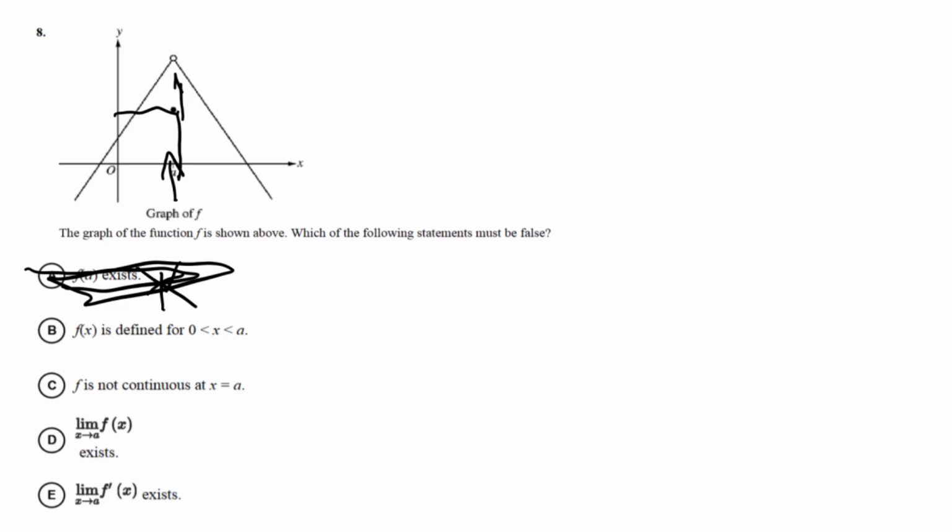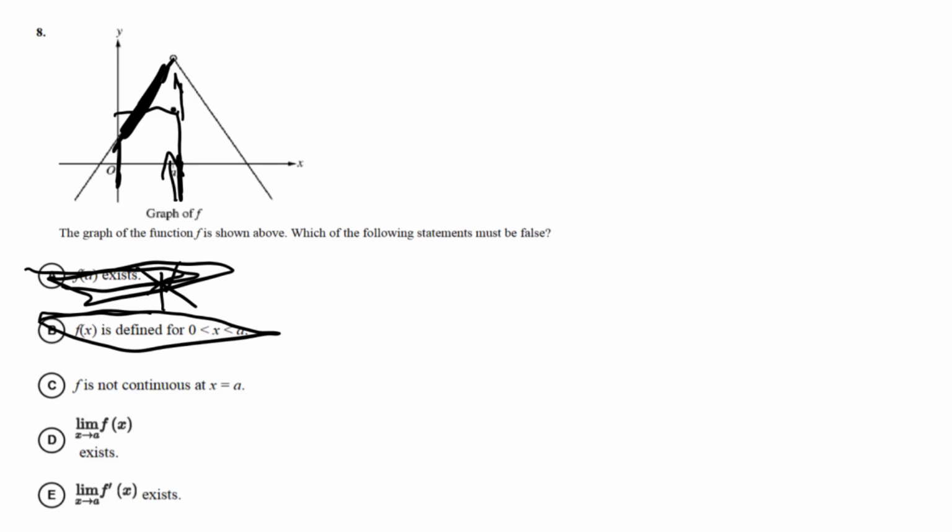It says f of x is defined for 0 is less than x is less than a. This looks like it's true because if you look at the range 0 to a, we see that at every point, we can draw a line and it's straight across. We don't lift up our pencil. So we can mark this one off.